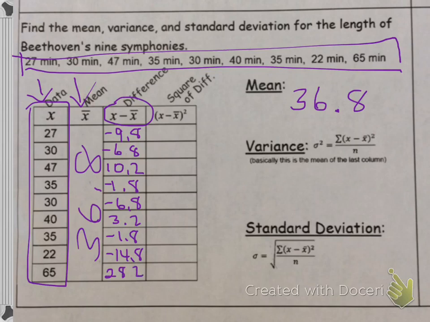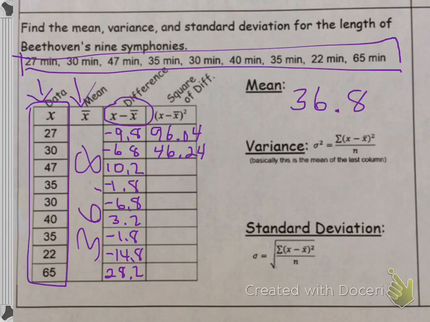Now again, you guys, if I happen to have missed a negative sign on these, it's okay, because when I square them, that's the number that really matters in my formula. So now let's just go through and square them. They'll all become positive. So negative 9.8 squared is 96.04. Negative 6.8 squared is 46.24. And I'm just squaring these on my calculator real fast, you guys.